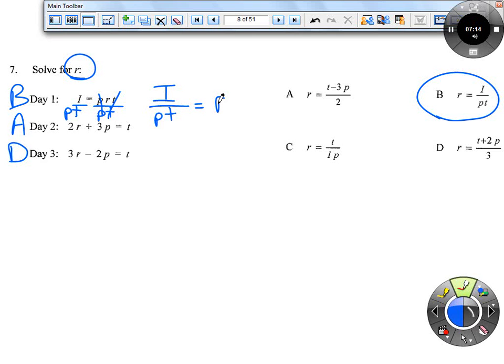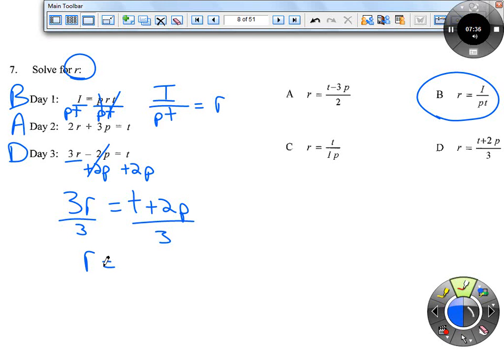Maybe one other one here. If I was doing day 3, I'd try to get the R by itself. So I would probably add the 2P to both sides. And so that would be 3R all by itself. And this would cancel out. And that would be T plus 2P, and then I would divide by 3. So R would be by itself, and so I'd be looking for an answer like this, which is T plus 2P divided by 3, and that's why that one is the D.